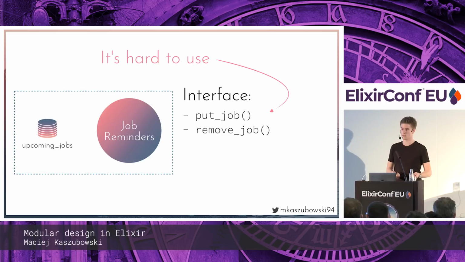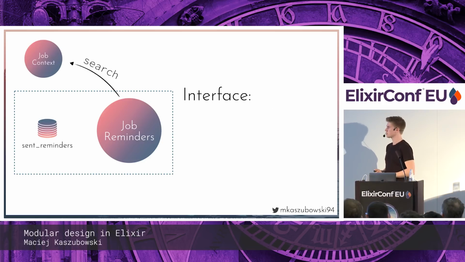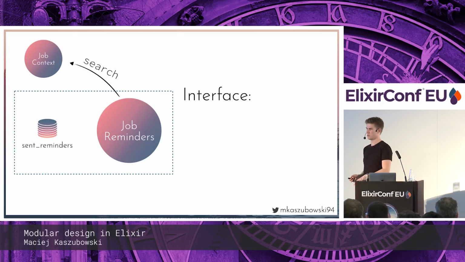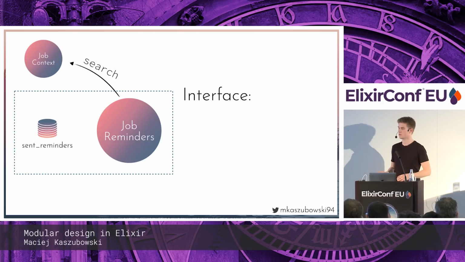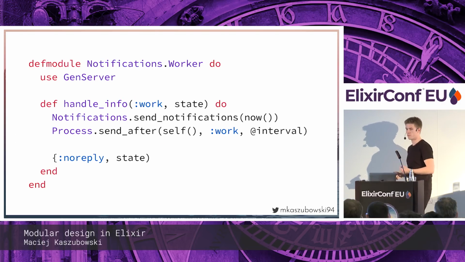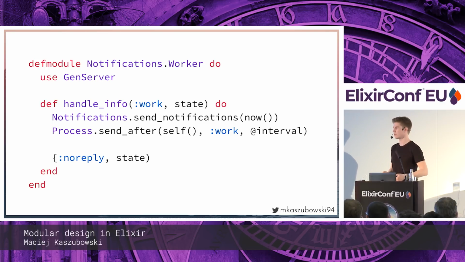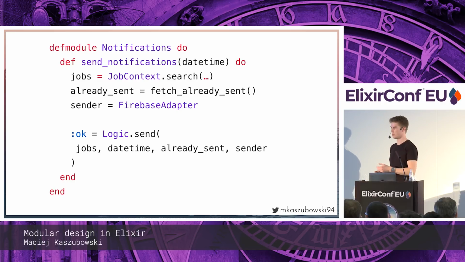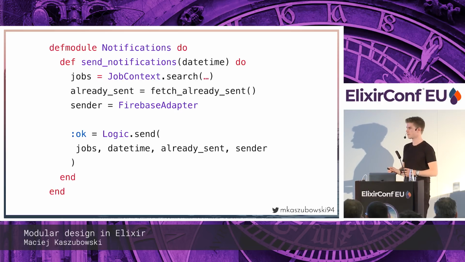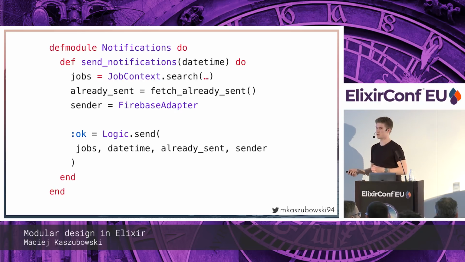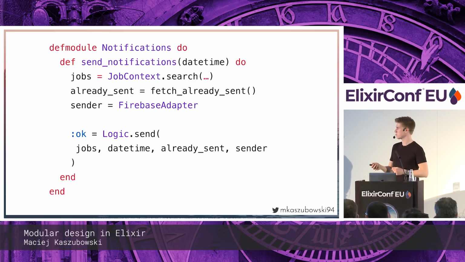And we can, because we have this job context and we have search functions. So we can use this as a source of information and only keep the information about which reminders were already sent inside the context. This makes our code pretty nice because we only need some kind of background job which executes every so often and calls a function. Inside of this function, we fetch the list of jobs which are starting in a given period. We fetch the IDs of the jobs that we have already sent the reminders for, and we call a logic. As you can see, the logic is a simple function which receives all the information through the parameters.